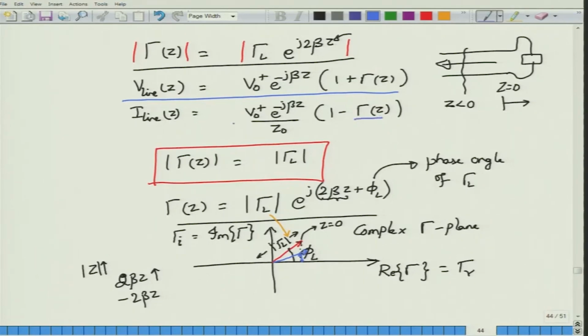What I am trying to tell you is that given the line voltage and the line current, you can find out the line impedance at any point on the transmission line. You would see that the normalized line impedance would be equal to 1 plus gamma of z divided by 1 minus gamma of z, because you simply divide these two equations, and in that ratio this z naught will go on to the top.